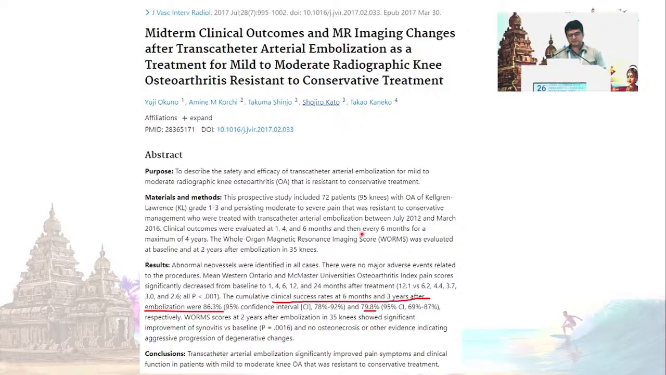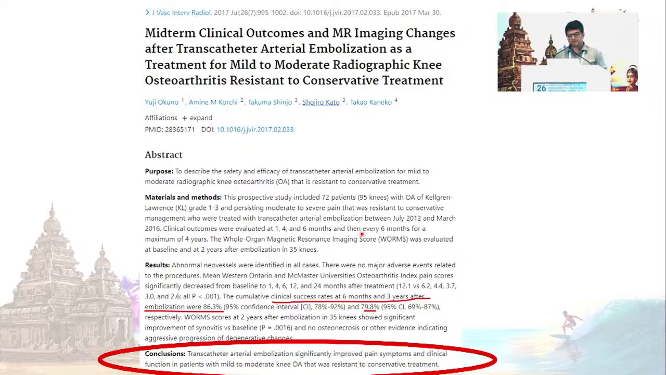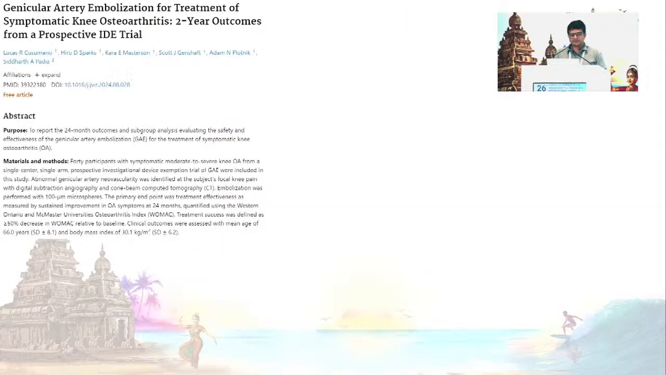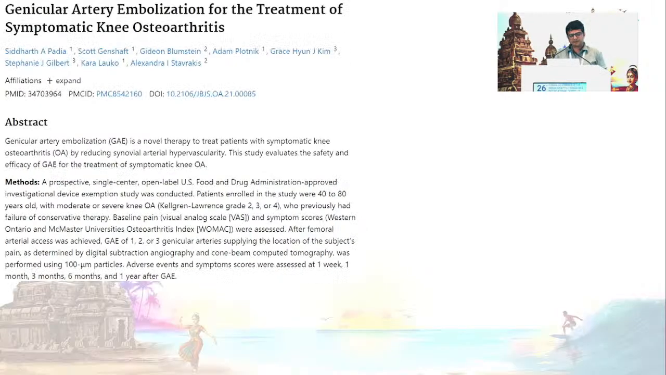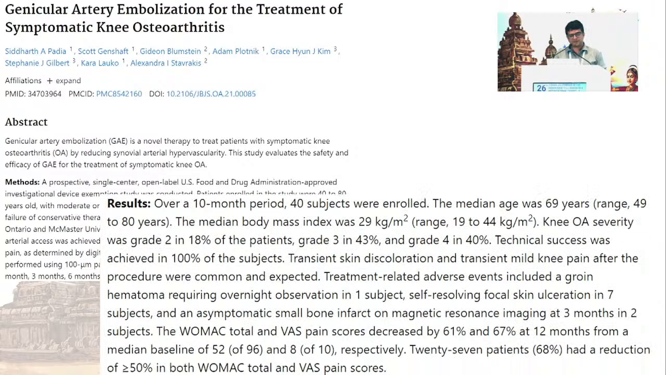Mid-term clinical outcomes and MR imaging changes. So this shows the MR imaging changes after embolization, and this has significantly improved pain symptoms and clinical function. Even the synovitis component gets reduced after embolization, so we know that objectively there is also a reduction in the inflammation. Another paper, 40 patients, 47% of the patients had more than 50% reduction in WOMAC score. So it's a sustained pain relief up to 2 years, that is known now.